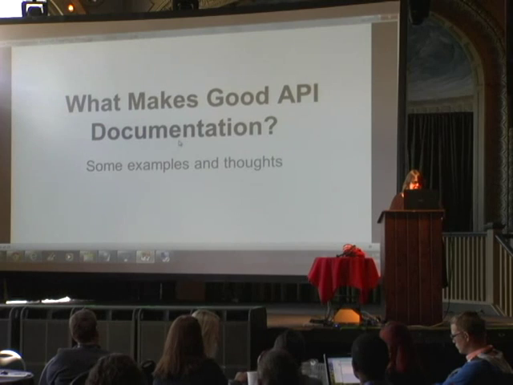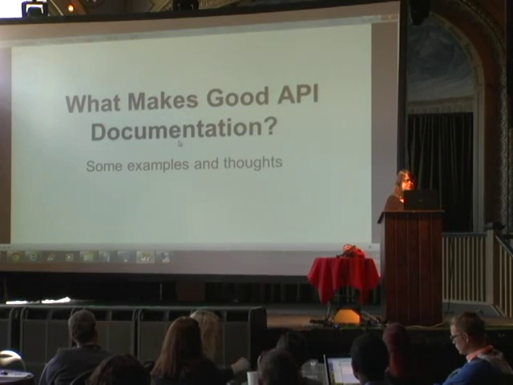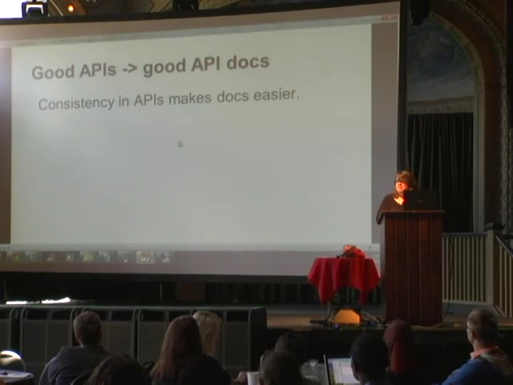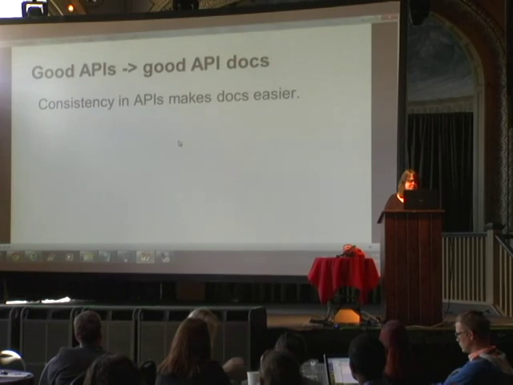And so the first thing I wanted to do, and I was told to do, is look at some examples of some really good API docs there are on the web. Well, first of all, what I found is if the API is well constructed in the first place, it makes it a lot easier to write good API docs. If your API is consistent, then it's much easier to make consistent docs.